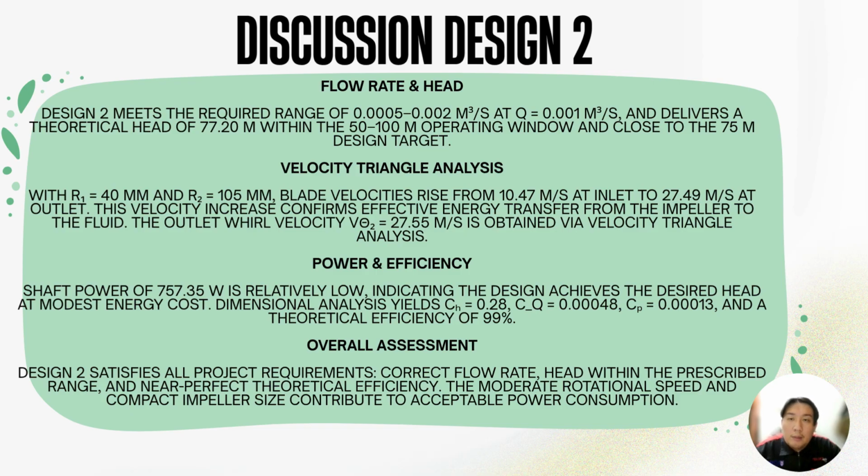The third one is the power and efficiency. Shaft power of 757.35 watt is relatively low, indicating the design achieved the desired head at modest energy cost. Dimensional analysis yields CH 0.28, CQ 0.0048, CP 0.00013, and a theoretical efficiency of 99%.